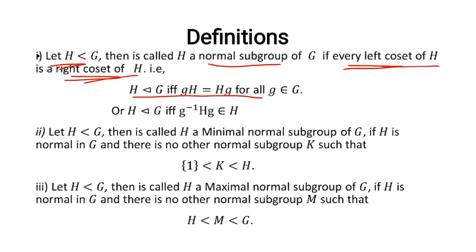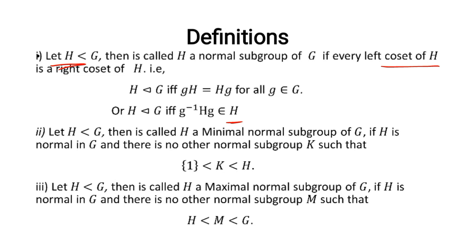Either you write it this way, that is, H is normal in G if and only if the left coset is equal to the right coset for all g in capital G. Or you write it as H is normal in G if and only if g inverse Hg lies in capital H. Okay, so if you can write these 2 definitions, it's even sufficient. But majorly, once you're asked when is a subgroup said to be a normal subgroup, just remember that what we are looking for is that every left coset equals the right coset.